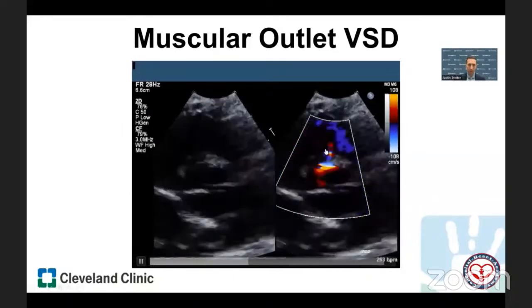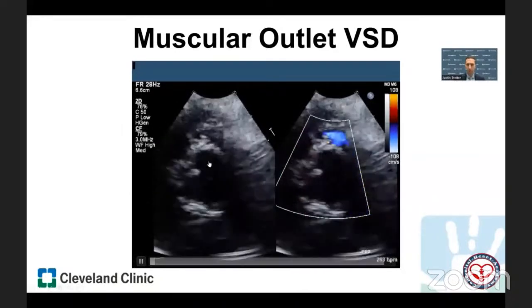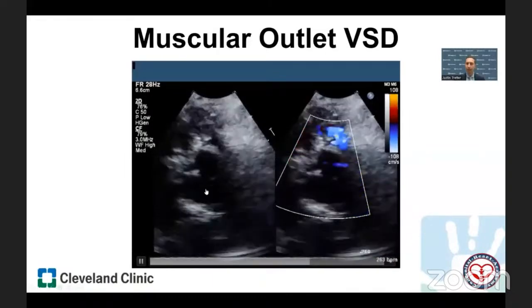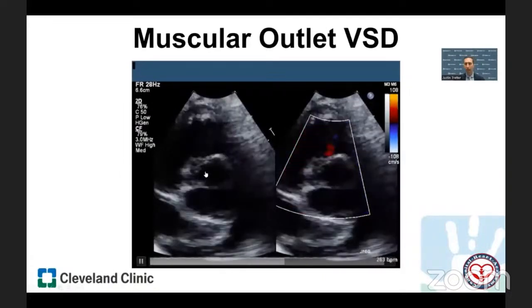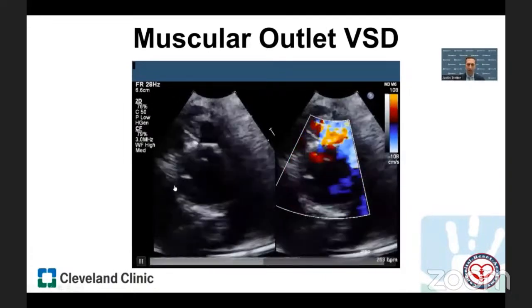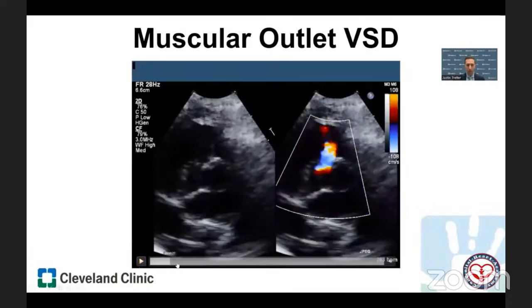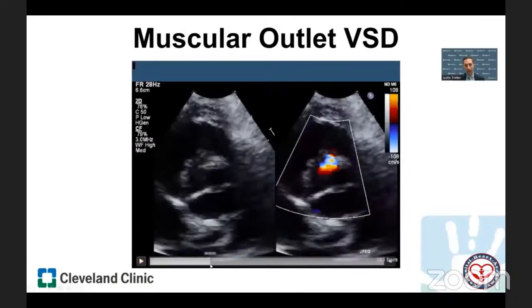Right there, we see on color flow very clearly the left to right shunting through this relatively small VSD, which again, if we think of the clock face, is at 12 o'clock. So it's right in the outlet. It's not extending towards that 9 to 10 o'clock position where a perimembranous defect would extend to.